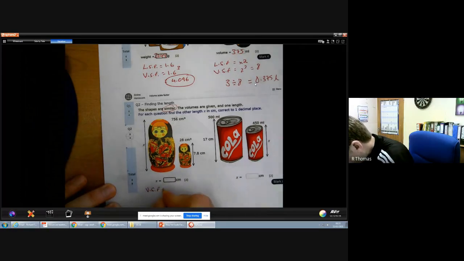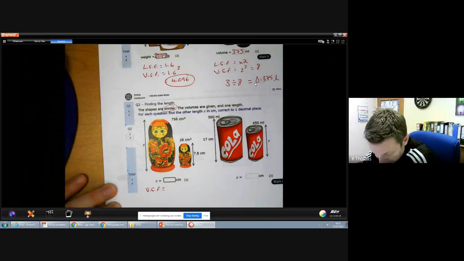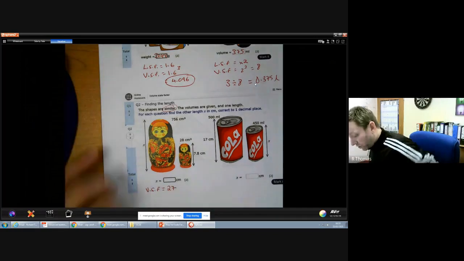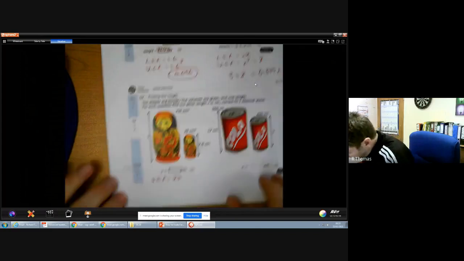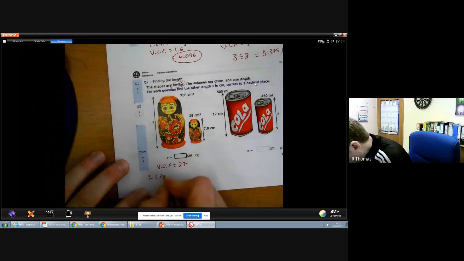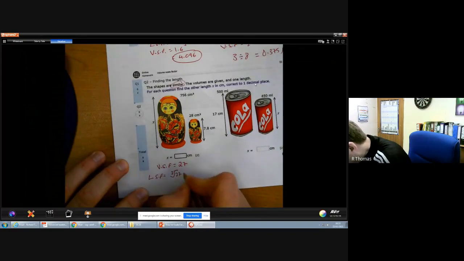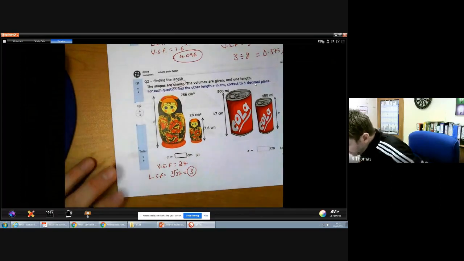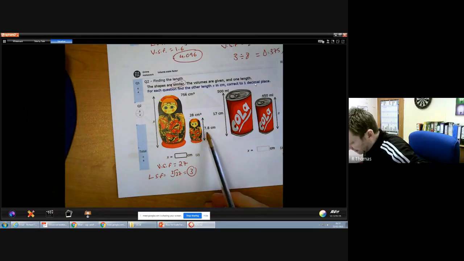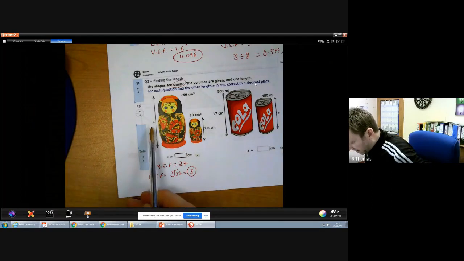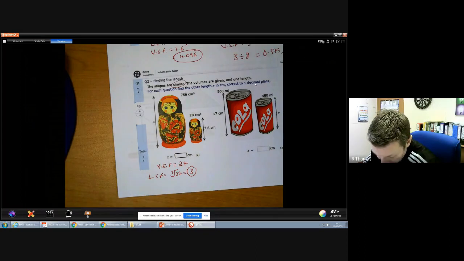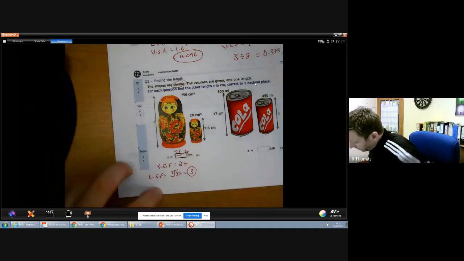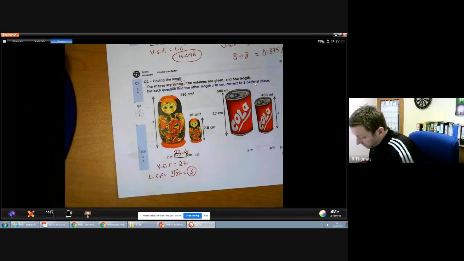So the volume scale factor is 756 divided by 28, which is 27. That is not a coincidence that it is a cube number. So the linear scale factor is the cube root of 27, which I'm sure you all know is 3. So if this one is 7.8 centimeters high, this one is 3 times higher. So 7.8 times 3, that's 23.4. That's not that difficult.